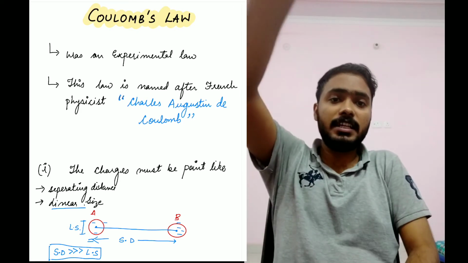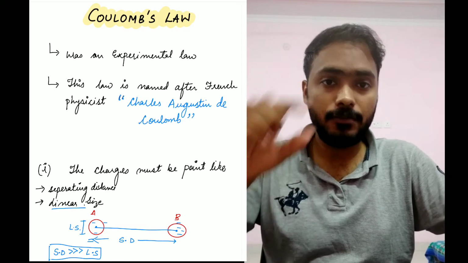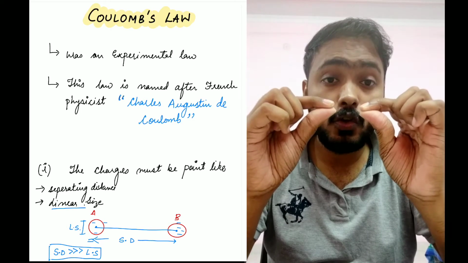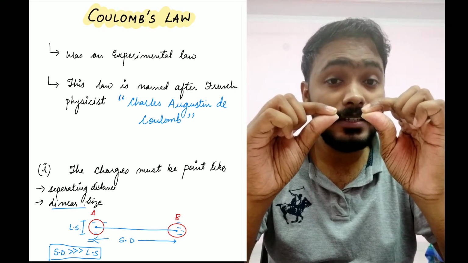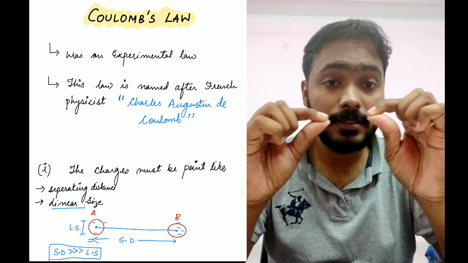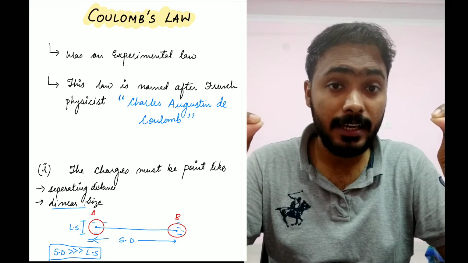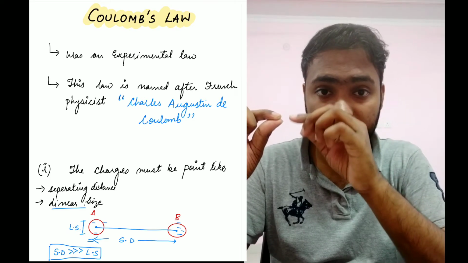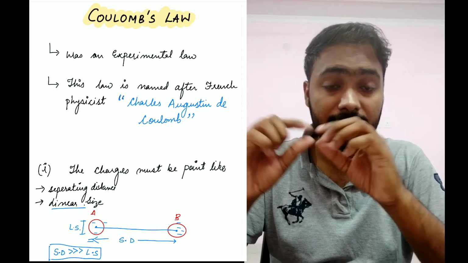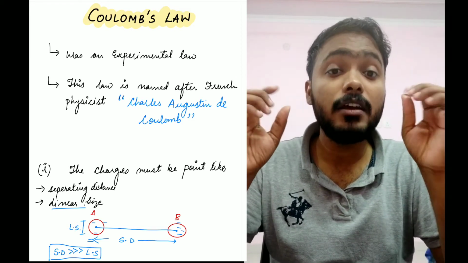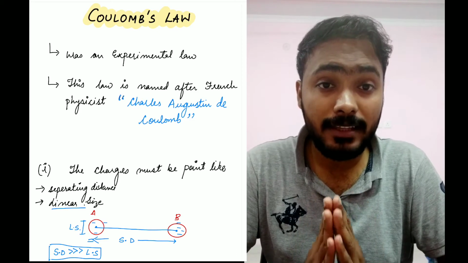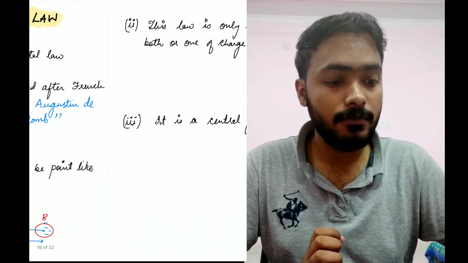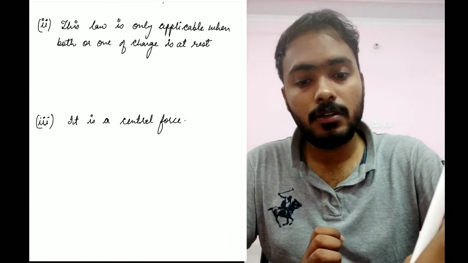if I have two charges, right? If these two charges are very close to each other, then I cannot say that the charges are point-like. But at the same time, if they are very far away, this distance is so large as compared to this distance, the linear size, then I can say that these two are point-like. I hope that is understandable. Yes or no, right? This is the first condition that we must fulfill in order to apply Coulomb's law.